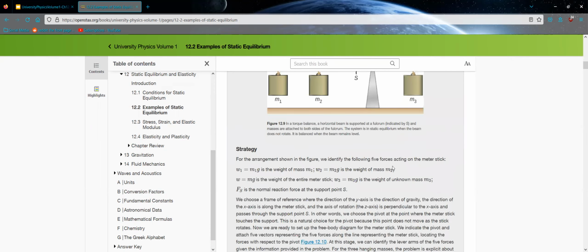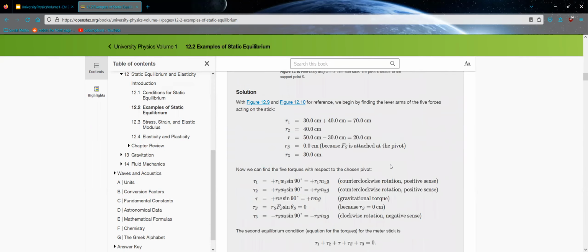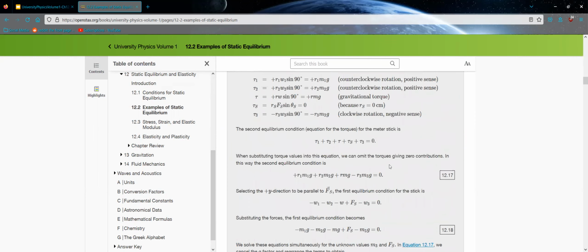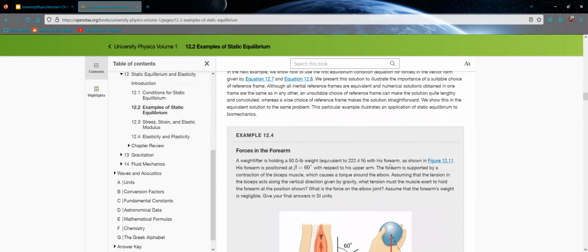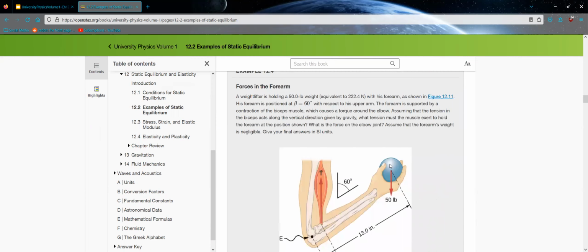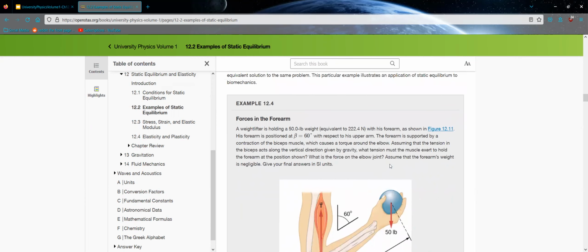So again, torque bands, I'm skipping over this, but feel free to go through it on your own if you want. It looks like a lot, but it's just keeping track of everything very well. So let's do 12.4, forces in the forearm.